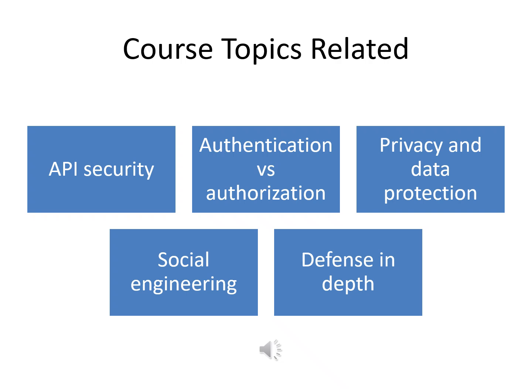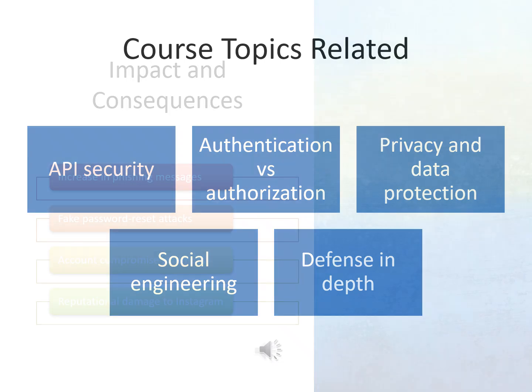This incident strongly connects to several core course topics. It highlights the importance of API security, the difference between authentication and authorization, and the role of privacy protection in system design. It also demonstrates how leaked data can fuel social engineering attacks, even when technical defenses appear strong. Most importantly, it shows why defense in depth is critical. A single weak layer, such as an API, can undermine an entire security system.